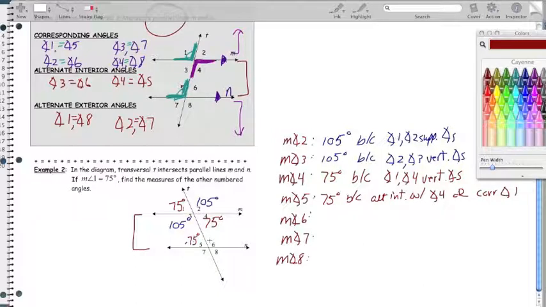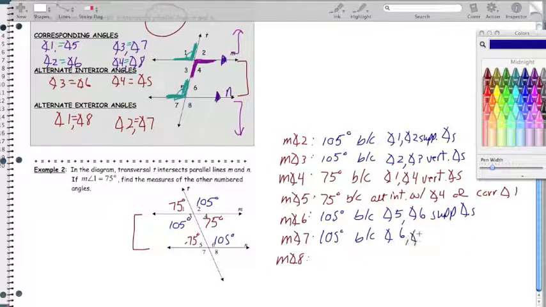Next then, since I know 5 is 75, I can state confidently that 6 is 105 because angles 5 and 6 are supplementary, totaling 180. Then I can say that angle 7 is 105 degrees because angle 6 and angle 7 are vertical. And I did not have to go in order, I just did. And then the last one is 8, which is going to be 75 degrees.